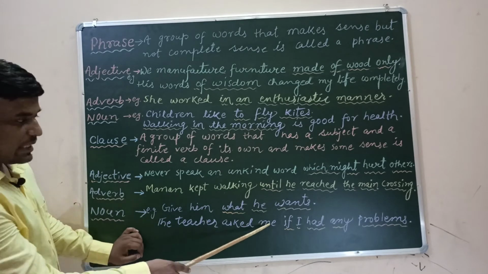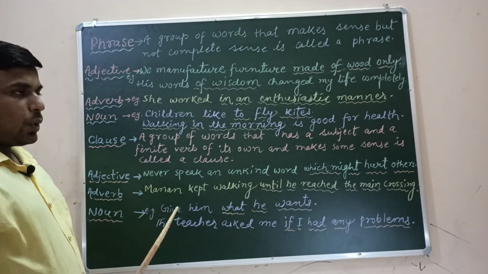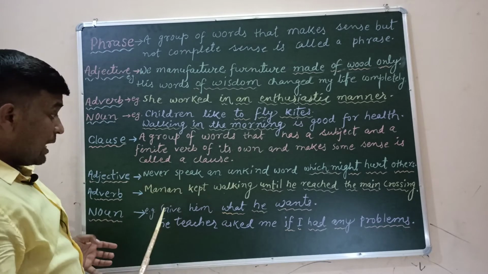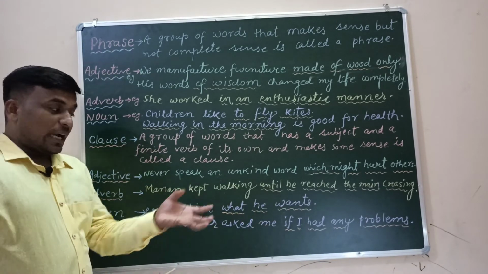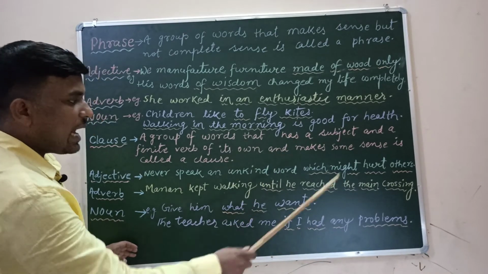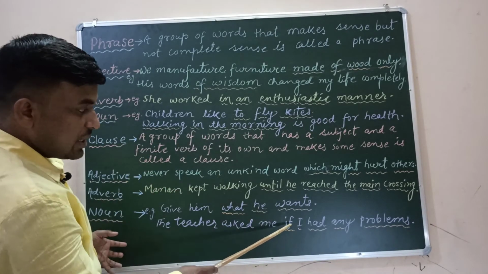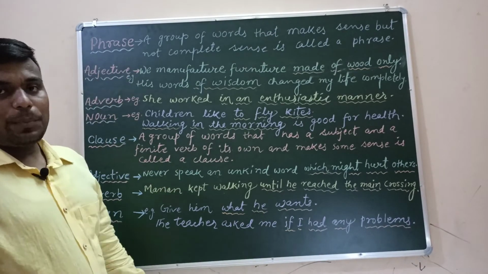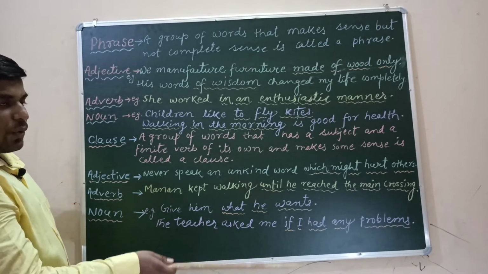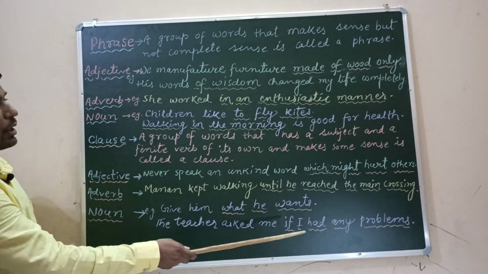Now see here: give him what he wants. The teacher asked him if I had any problems. I said nouns are the words which name something: person, place, animal, things, or a state of mind. Here, give him what he wants, it's a kind of imagination, naming that. The teacher asked him if I had any problems: state of mind, state of situations. So here you can identify, if you find if, that, which or whether, then that will be a noun clause.